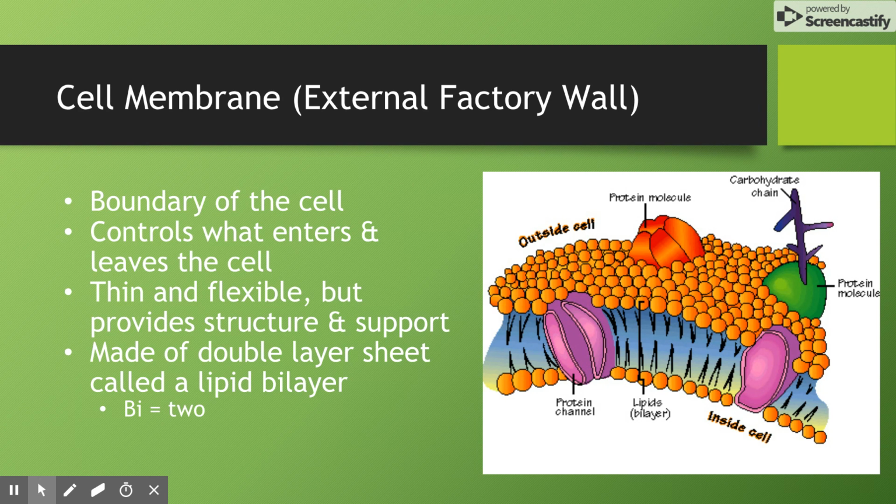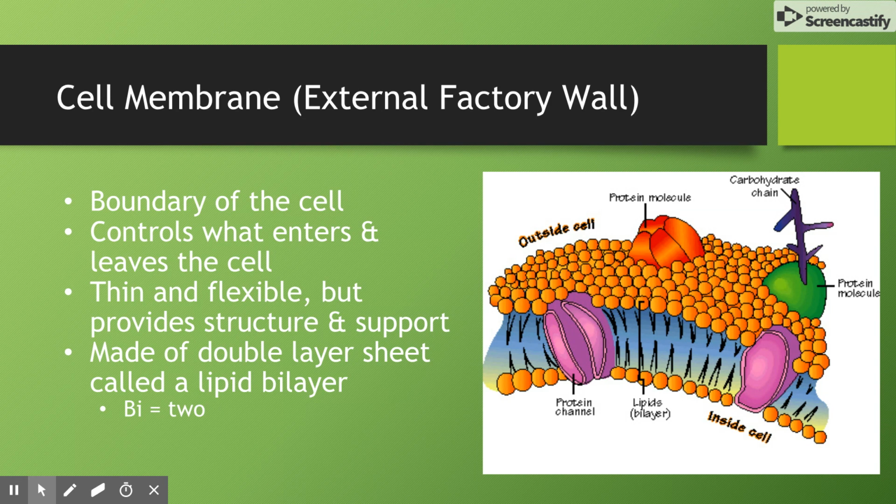It's very thin and flexible, but it also provides a lot of structure and support. And specifically, it's made up of a double layer sheet called a lipid bilayer. So let's break that word down. Lipid means fat, and bilayer, bi means two. So it's going to be 2 layers of fats.